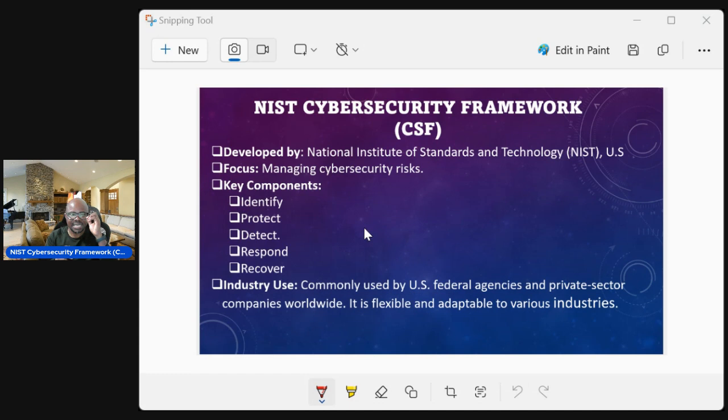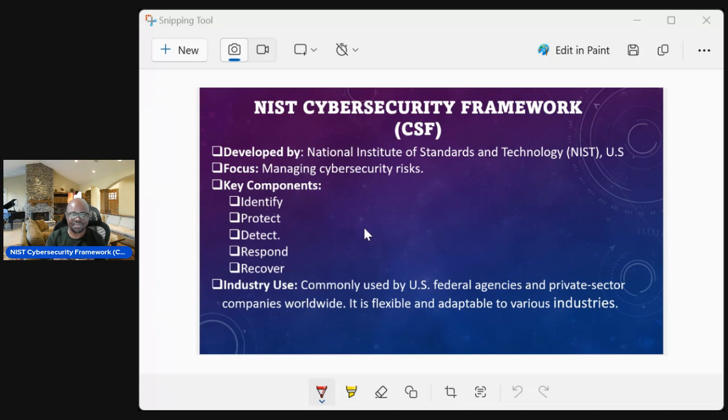The objective of the detect component is to develop and implement activities to identify the occurrence of a cybersecurity event as soon as possible. So what are the key activities that you perform under the detect component? There are 3 activities that you perform. Activity number 1 is anomalies and events, which means you detect and analyze unusual activities or security incidents.